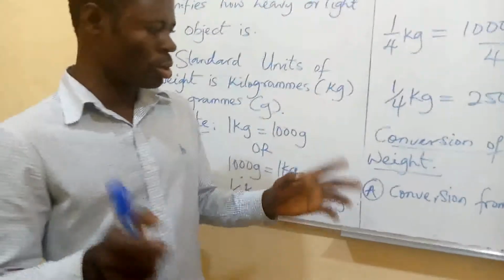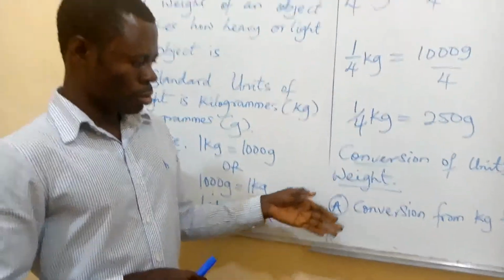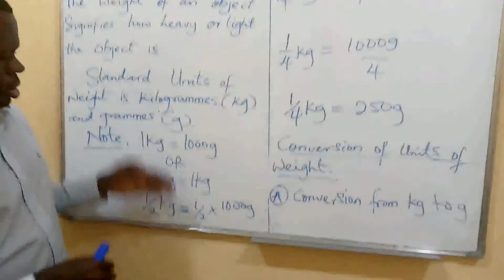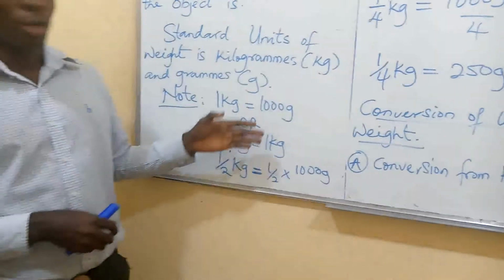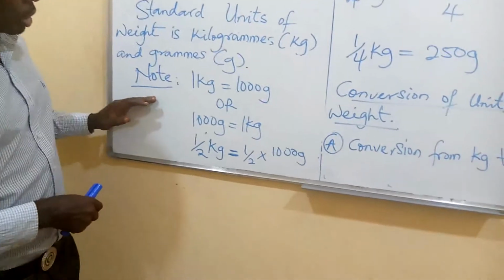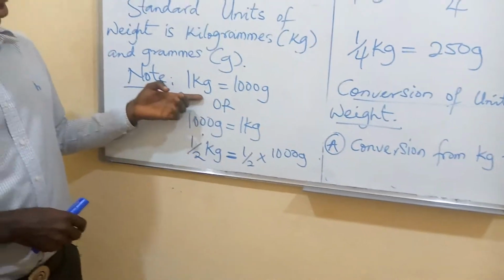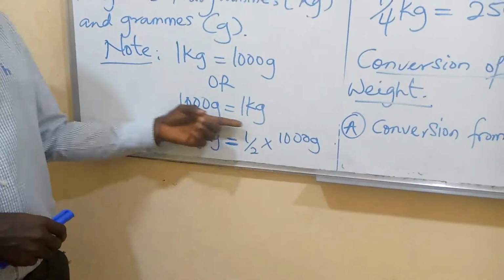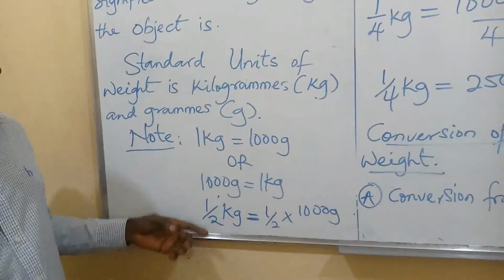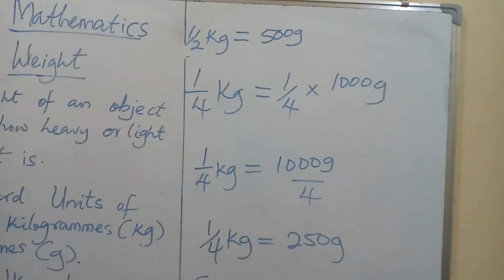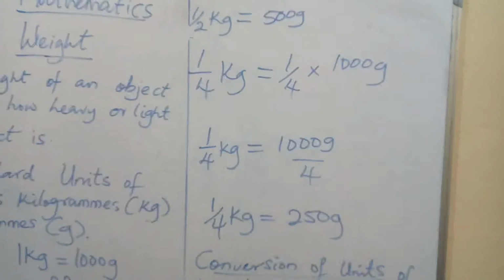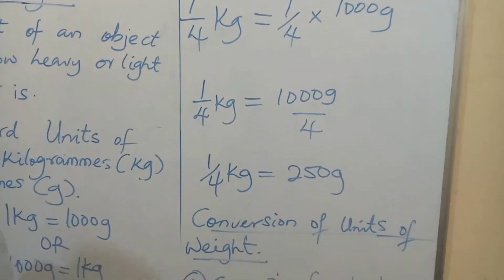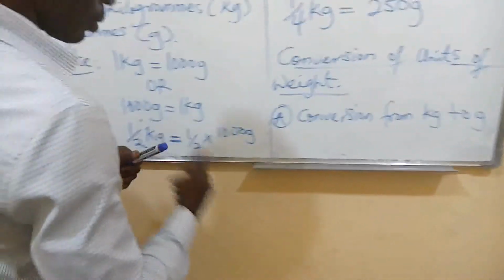Please, I want you to know that for us to carry out this conversion effectively, you must recall what we have done so far, especially this note: 1 kilogram is equal to 1,000 grams, or 1,000 grams is equal to 1 kilogram. Also, half of a kilogram gives you what? 500 grams. And a quarter of a kilogram gives you what? 250 grams. Alright? So now we are going to proceed with a few examples.